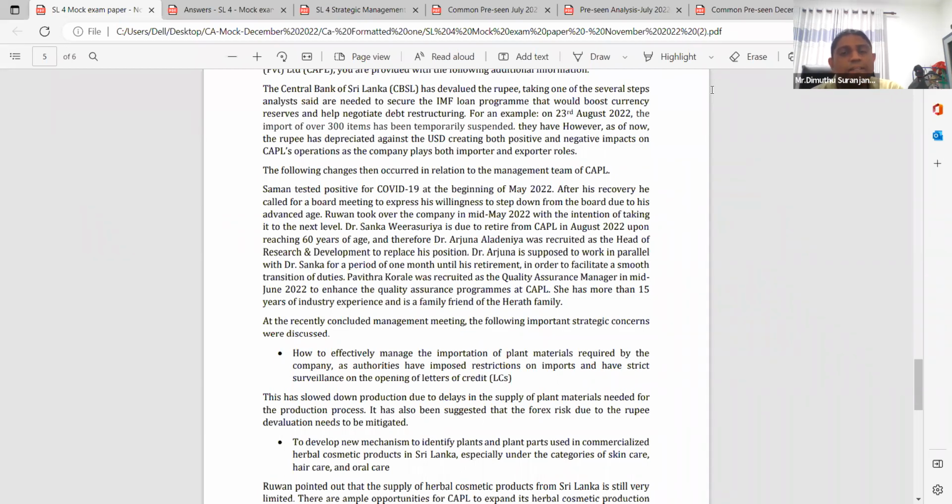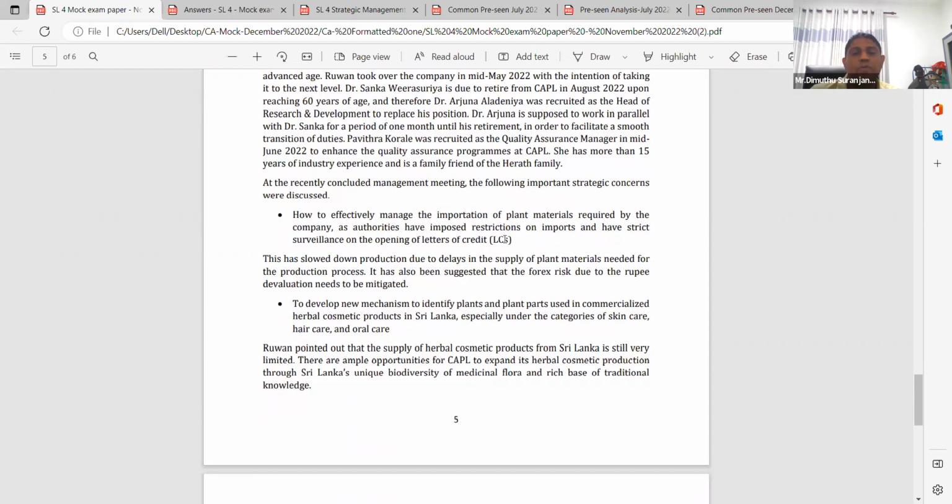Right. At the recently concluded management meeting, the following important strategic concerns were discussed: how to effectively manage the importation of plant material required by the company, as the authorities have imposed restrictions on imports and have strict surveillance on the opening of letters of credit. That is one of the problems. LC, you can't open LCs these days. No, still you can't open this. This has slowed down the production due to delays in the supply of plant material needed for the production process.